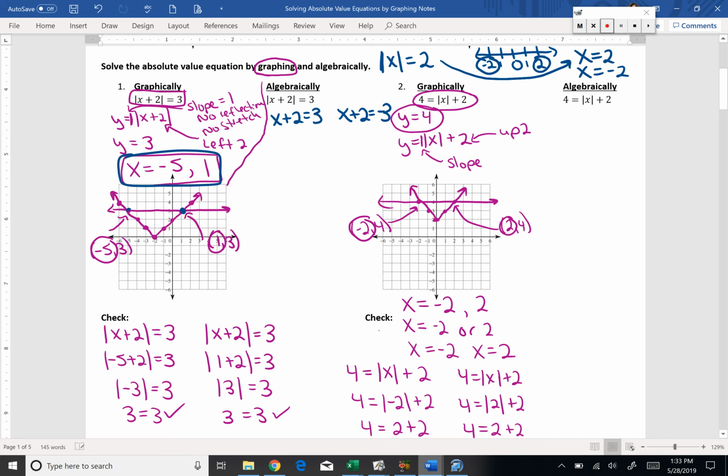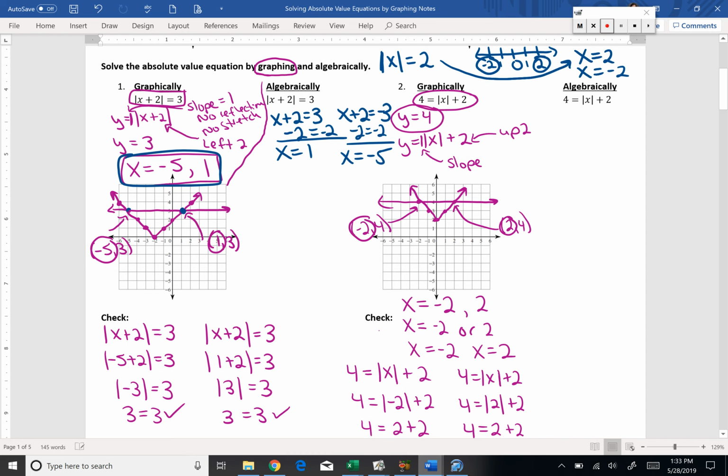Now I have to go through and actually solve. So to get x by itself, now we go back to some of those solving basics that we started the year with and probably came in this year with. Subtract 2 from both sides. I get x equals 1. Subtract 2 from both sides. I get x equals negative 5.